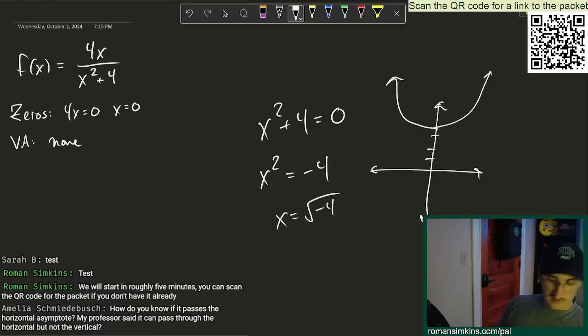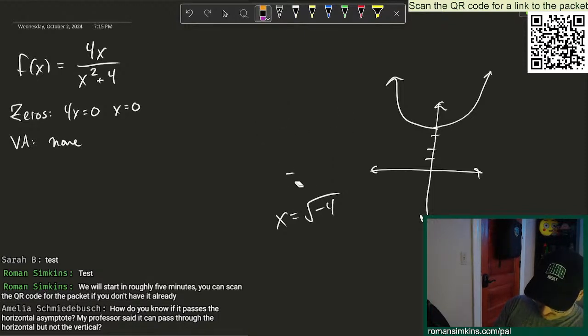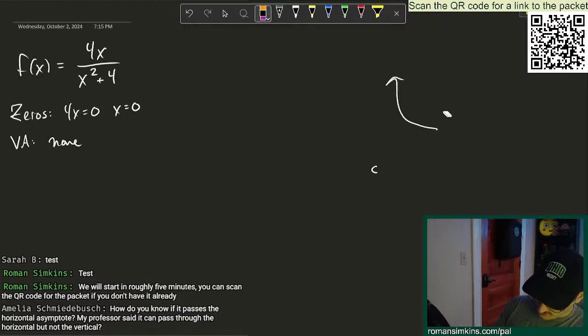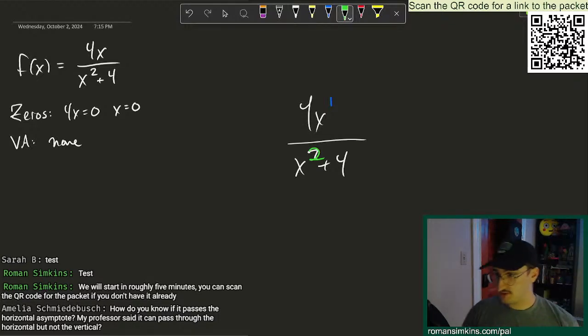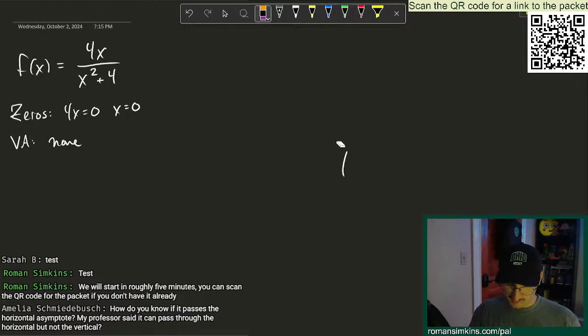Okay, what else do we want? We're going to find horizontal asymptotes. So how do we do that? Well, the rule we have here is that we're going to look at the degree of both. So the degree of the numerator is 1, and the degree of the denominator is 2. In the case where the numerator has a smaller degree than the denominator, our horizontal asymptote is automatically y equals 0. And so that just follows from the rules.